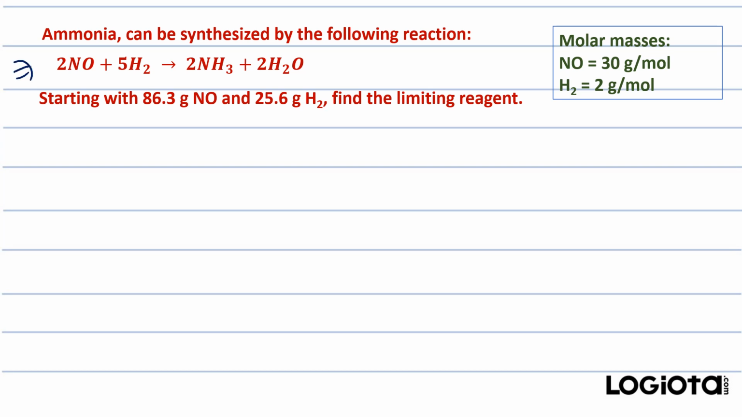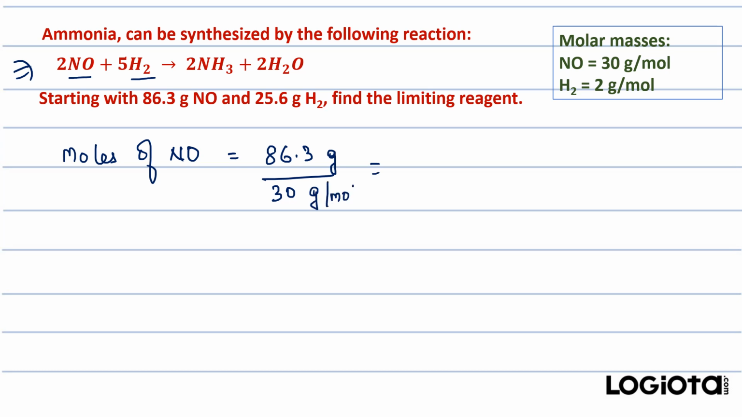Okay, now what we will do is we will find the moles of NO and moles of H2 first. To calculate the moles of NO, you take the mass which is given, that is 86.3 grams of NO, divided by the molar mass of NO, which is 30 grams per mole. When you calculate this, you will get the answer as 2.87 moles.